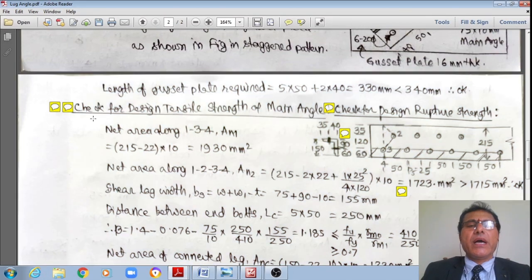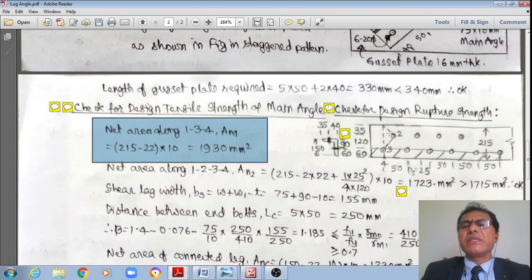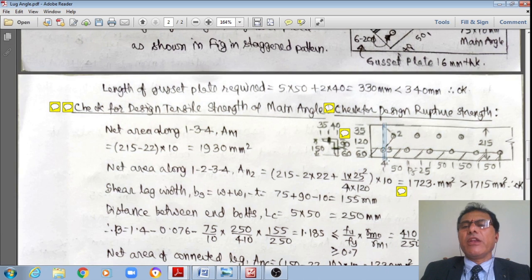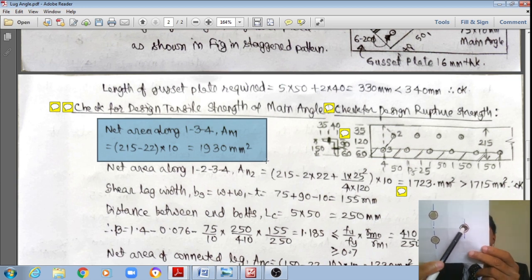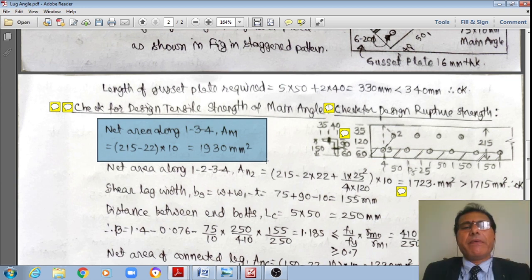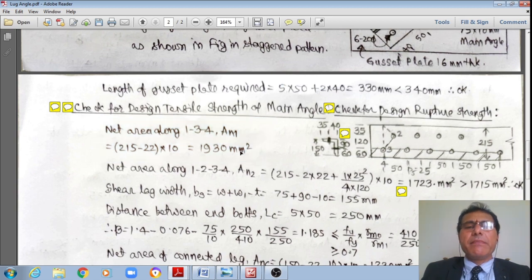Therefore the net area along this 1 3 4, if it is splitting purely along this failure, is equal to 215, from which only one hole direction, 22 mm, is deducted, multiplied by its thickness of 10 mm. Therefore it works out to 1930 mm square.